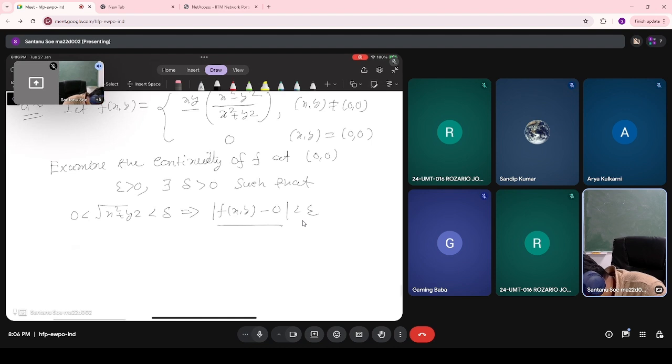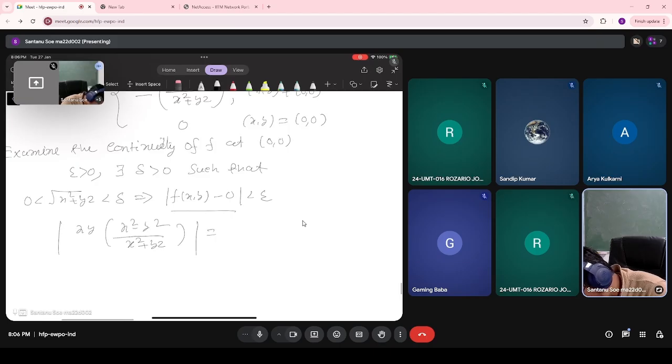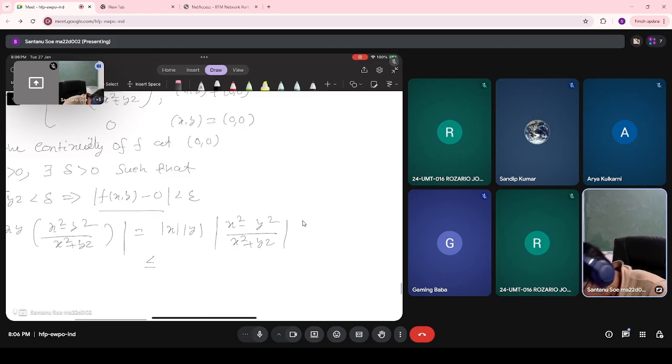So this will be modulus of xy into x square minus y square by x square plus y square. Now this is nothing but mod x mod y into modulus of x square minus y square by x square plus y square. Correct. Now try to see that x square minus y square is always less equals to x square plus y square. So that means x square minus y square divided by x square plus y square will always be less equals to 1. So this will be less equals to mod x into mod y.